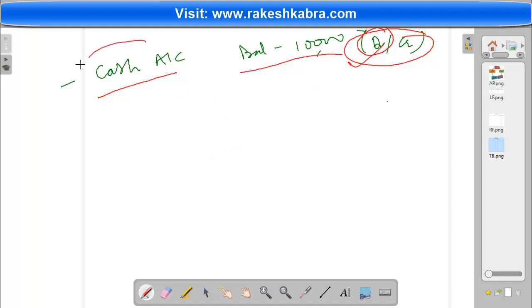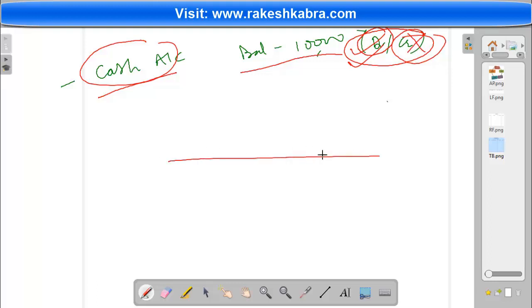And one more thing, that cash account will never show credit balance. Remember this. Getting my point? Cash account will always show which balance? Debit balance. It will never show credit balance. Now why? Understand the logic.